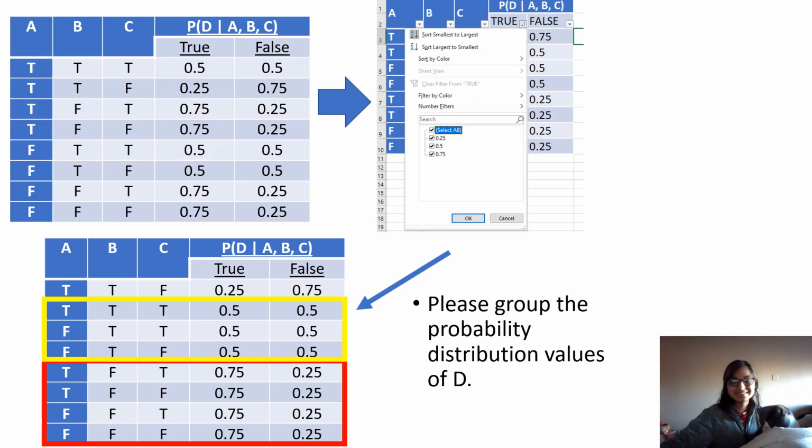What you can better see now is that there are these 3 groups that I was talking about: the 0.25 and 0.75 group, then there's this group of 0.5 and 0.5, and then there's this last group of 0.75 and 0.25. So we're trying to group the probability distribution values of D into these 3 groups.